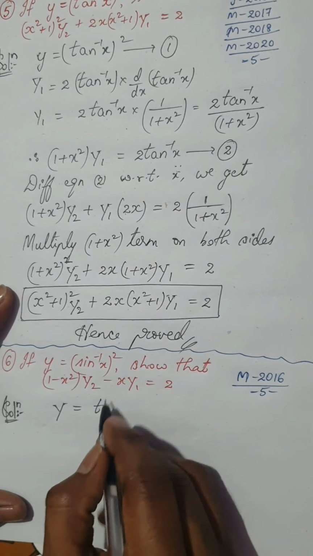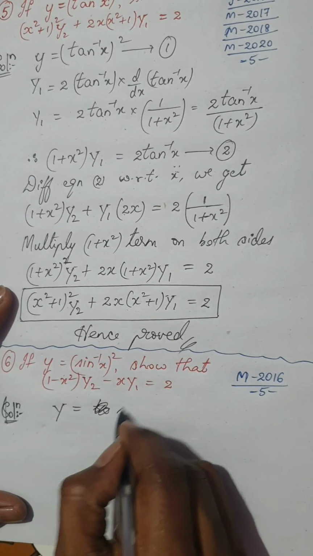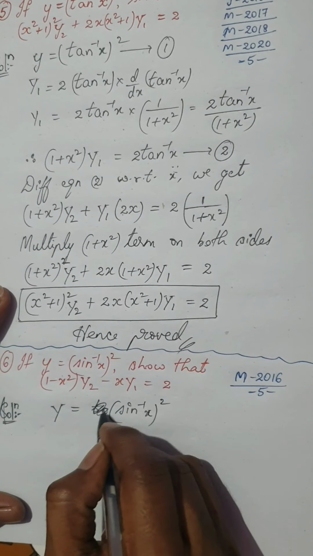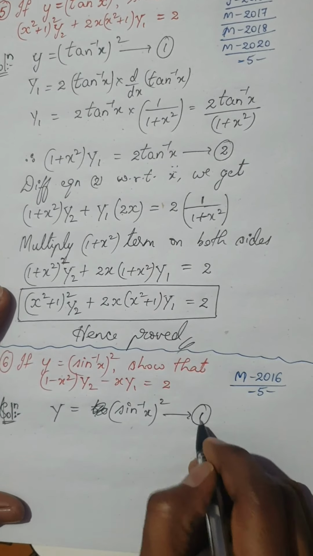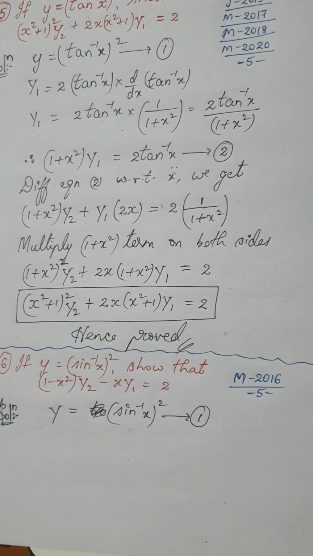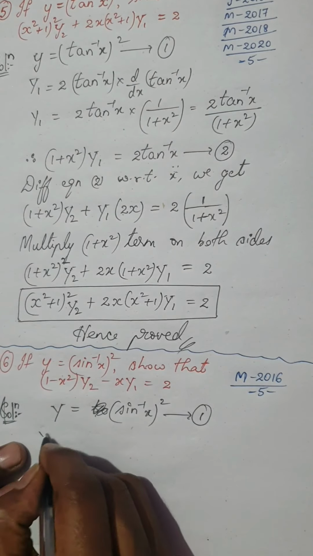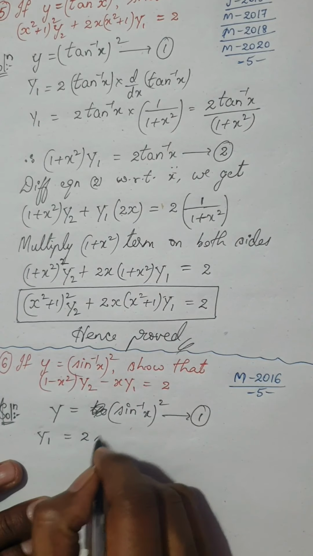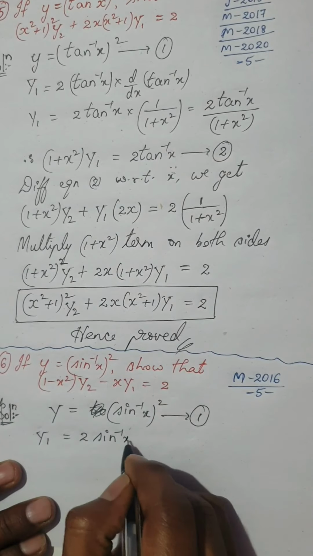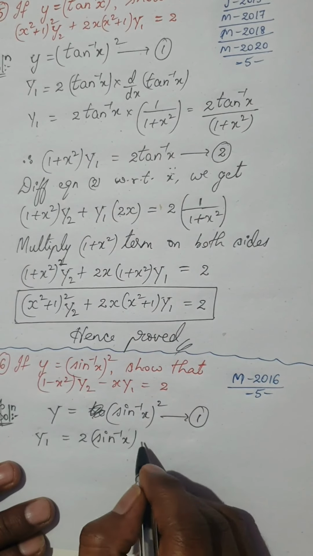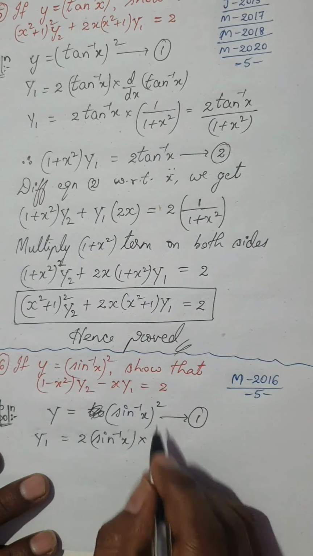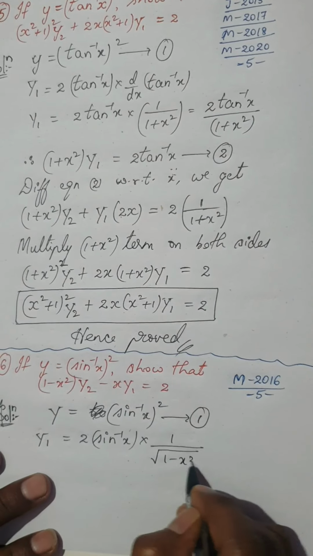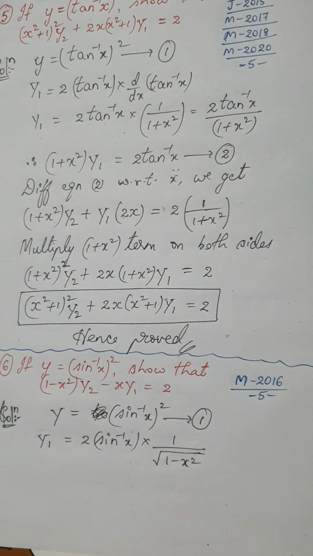Y is equal to sine inverse of x whole square. Treat it as equation 1, similar to the previous question. So the first derivative will be, now derivative of f of x square is 2 times f of x, that is 2 times sine inverse of x into, remember, derivative of sine inverse of x. We know derivative of sine inverse of x is 1 divided by root of 1 minus x square, isn't it?